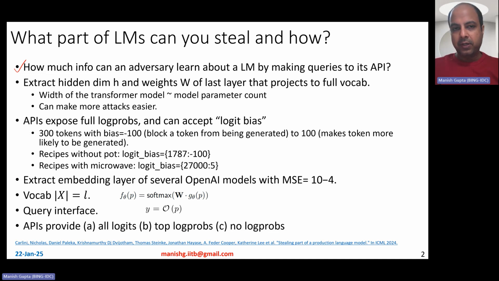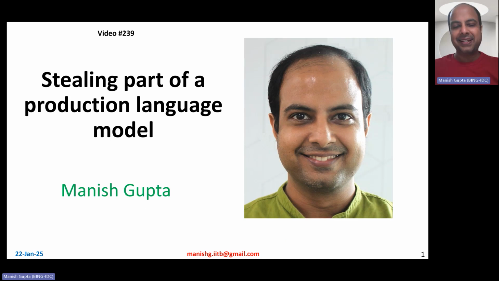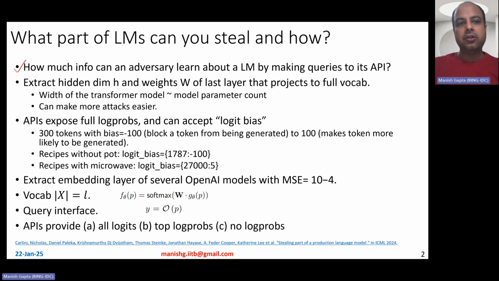Now, of course, the work that I'm going to talk about is not as awesome as stealing the entire model. Well, that's an exaggeration. What this work really talks about is how you can figure out the hidden dimension before the model projects that hidden dimension to the final vocabulary size. If there is a large language model trying to come up with predictions, tokens, and so on, what is the hidden dimension on which the weights W are applied so as to get a vocabulary-sized logit vector, which is used for final token prediction?